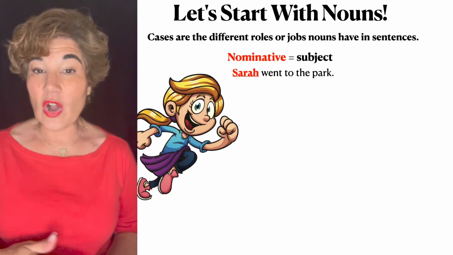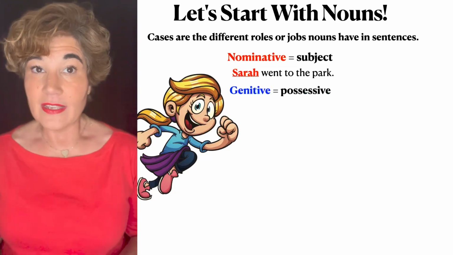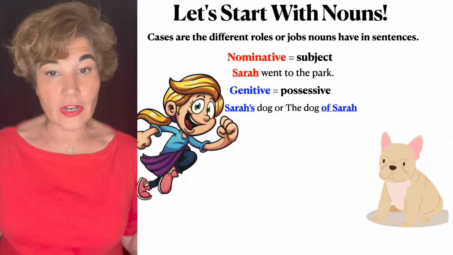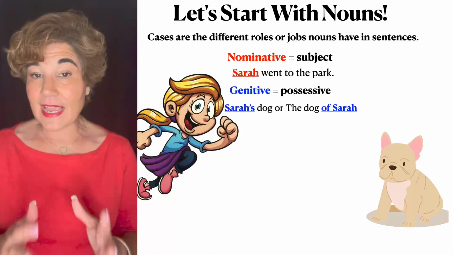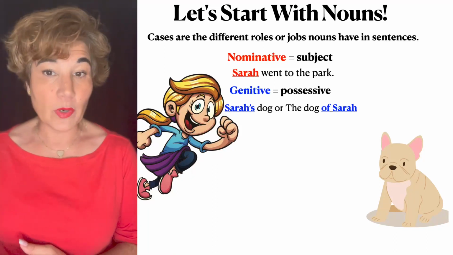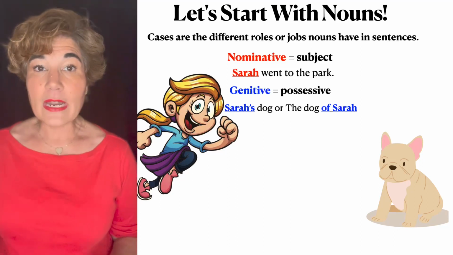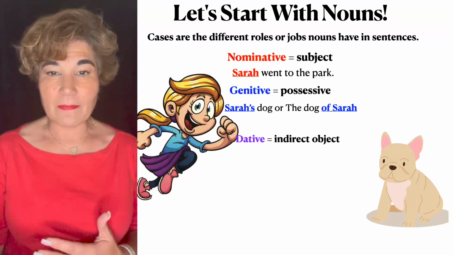Then she's going to own something. So genitive, possessive, means you own something. Sarah's dog. Whose dog? Sarah's dog. Now in Latin, you can take the same exact word and translate it as the dog of Sarah, and both mean she owns it.